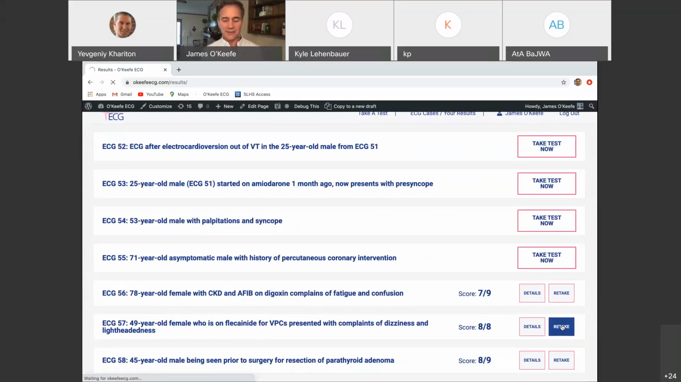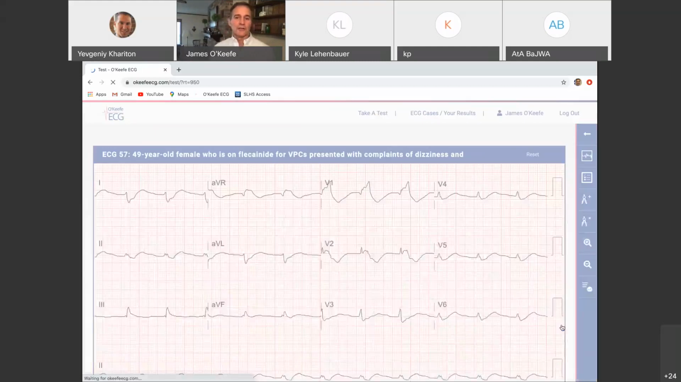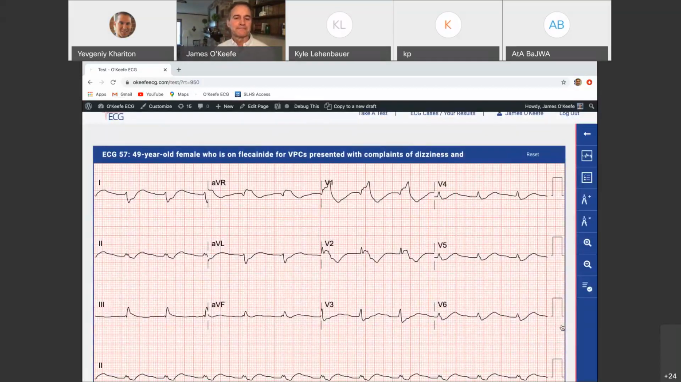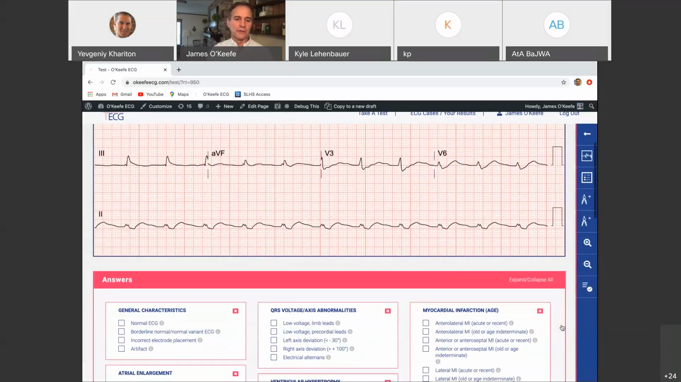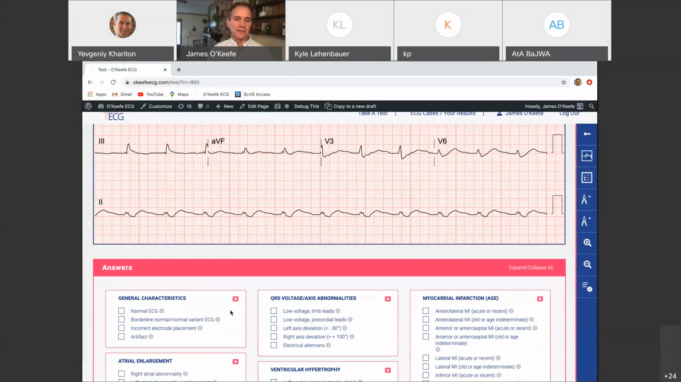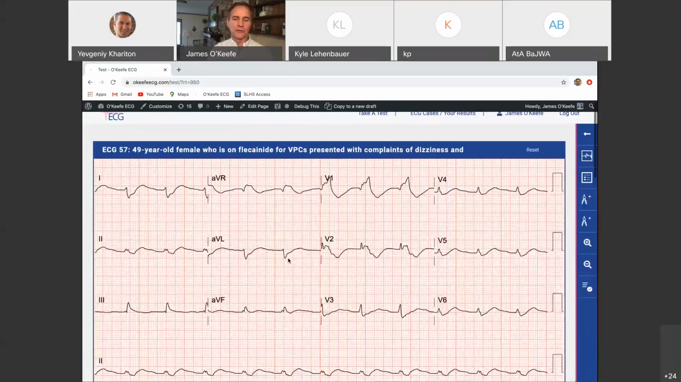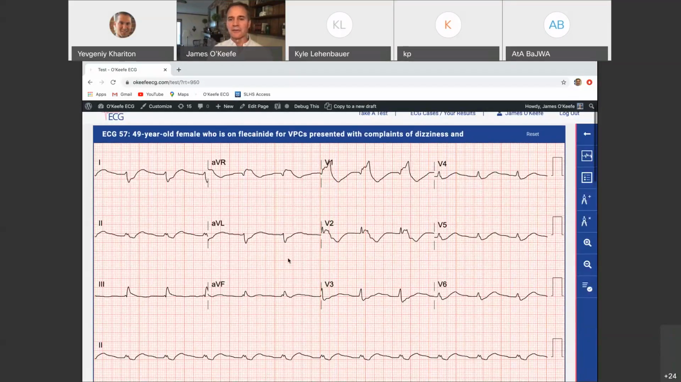And this is the kind of thing where, predictably, we've been doing this for decades, coaching fellows on how to ace the ECG part of the boards by understanding how to score these things. And like I say, if you use O'KeefeECG.com, you have access to all these different criteria. You just click that link and it'll show you examples of Brugada or anything else and a specific criteria.